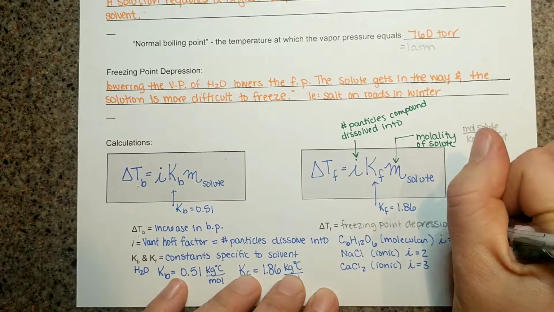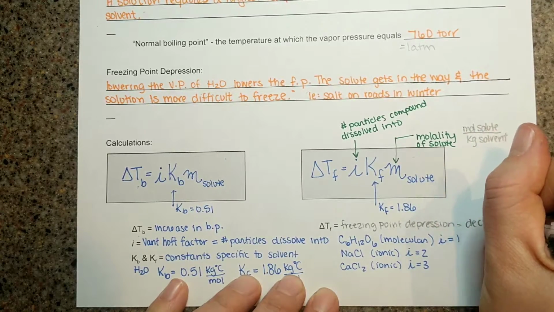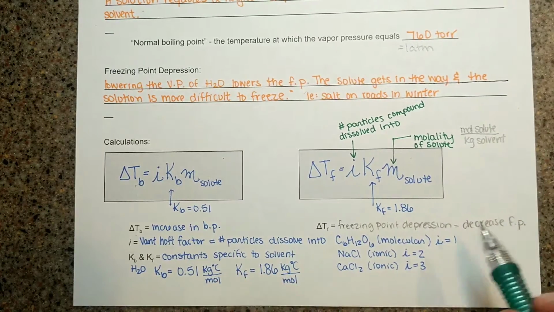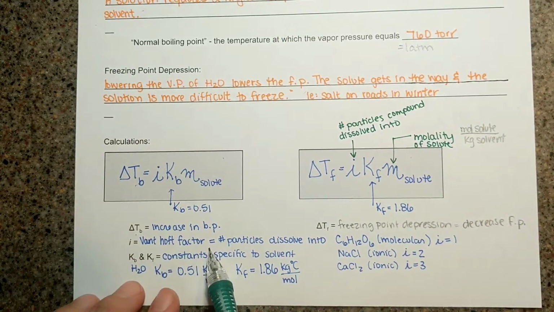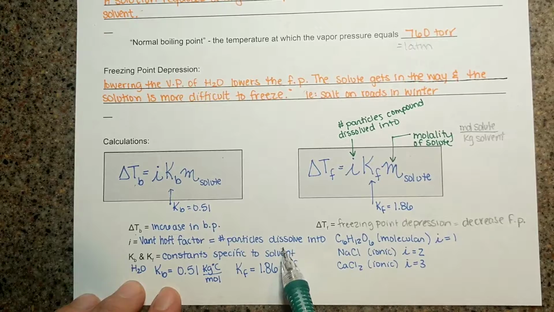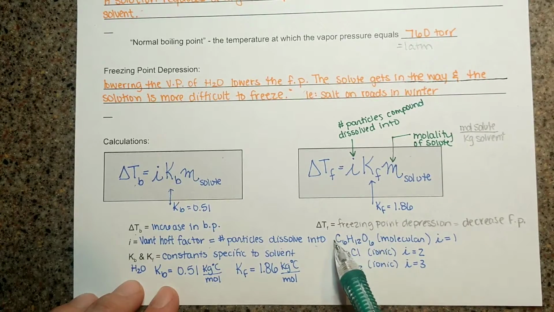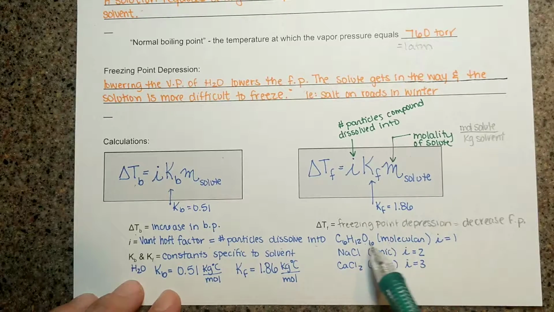Which is a decrease in freezing point. i is the Van't Hoff factor, and this is the number of particles that have been dissolved. So if I were to look at sugar, this is a molecular formula, or covalent formula. It doesn't break down into individual parts, it just breaks down into individual molecules, and this is one molecule.